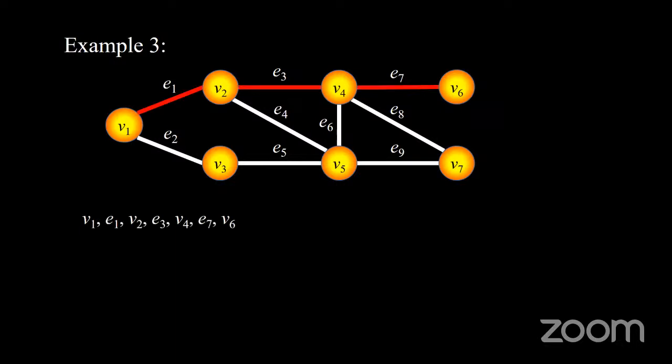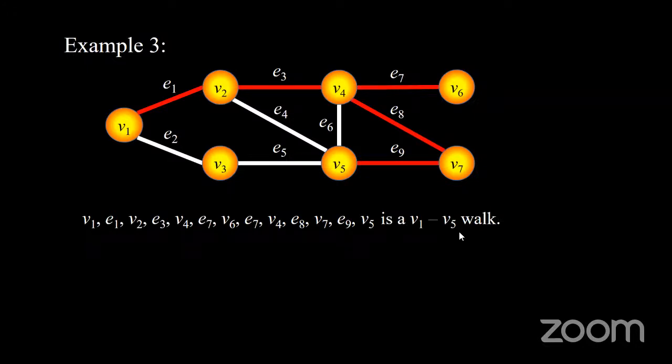Maybe I'll just give you an example. This is an example of a walk. You go from V1, then E1, and then V2. So V1, E1, V2, E3. So that is this one. V4, that one, and so on. And you go there. So that's a walk.